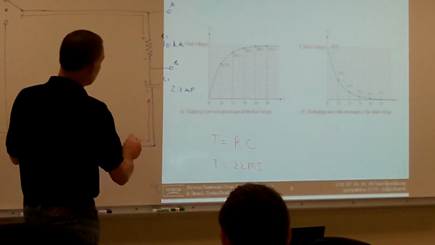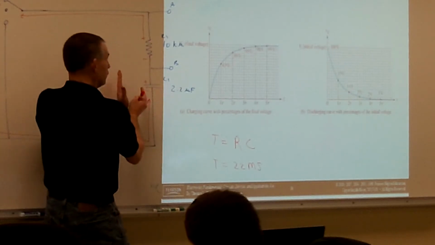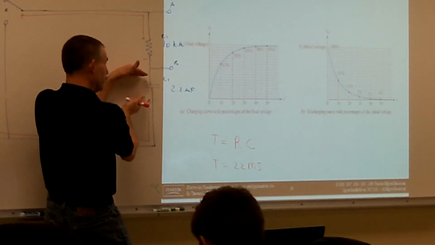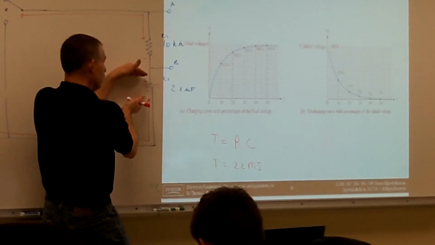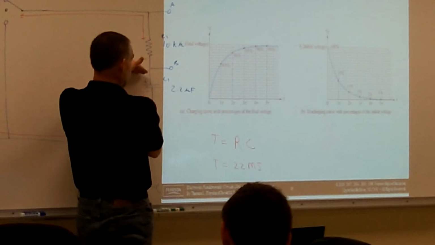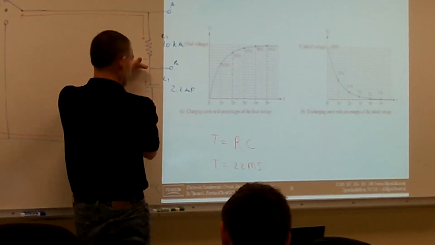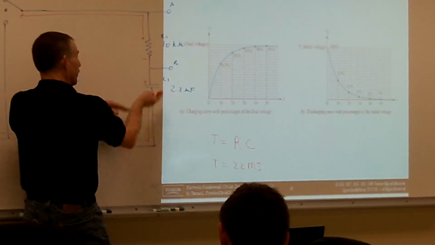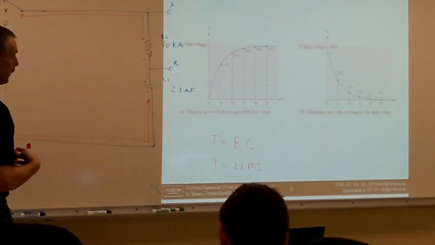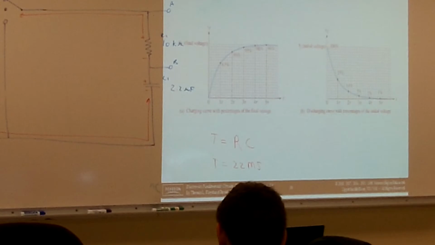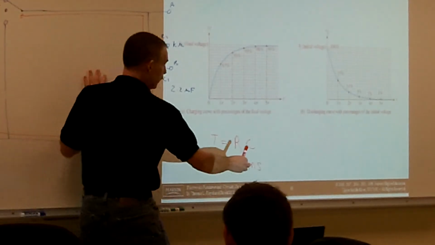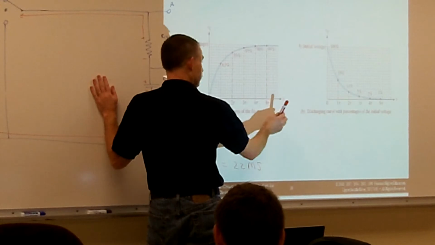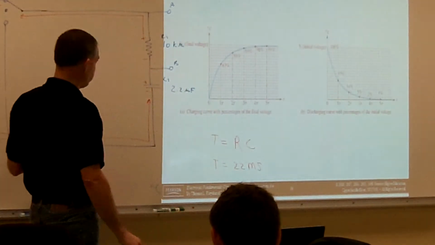Once that capacitor fully charges up, all my voltage is going to be measured across my capacitor, and that capacitor is going to act like an open, and then my current is going to stop flowing after five time constants. So after 110 milliseconds, the capacitor is fully charged, and the current is going to stop flowing.